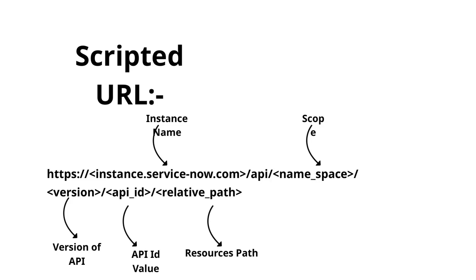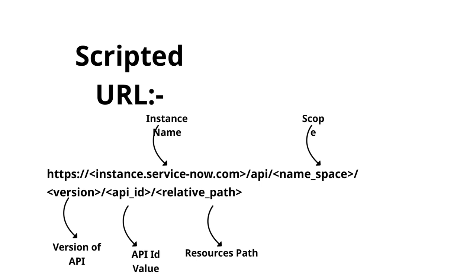All right, let's take a closer look at the structure of a scripted URL, which is key when working with APIs. You'll notice it starts with https://instance.servicenow.com/, that's your base URL, pointing to your specific ServiceNow instance. Next, we have the API namespace, which indicates the specific API you're working with. This helps route your request to the correct set of functionalities. Following that is version, which is crucial because it specifies the version of the API you're using. This ensures compatibility and helps manage updates or changes over time.